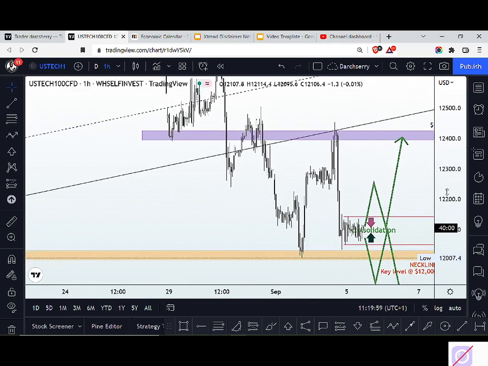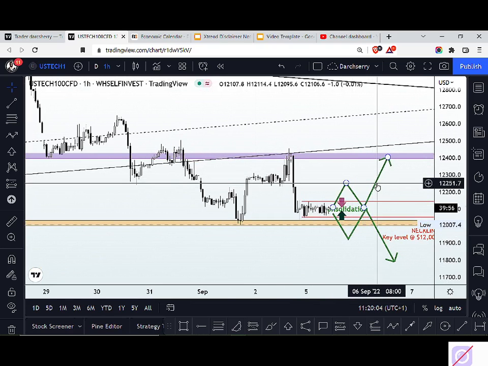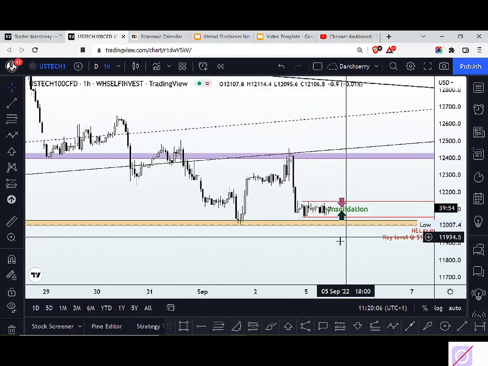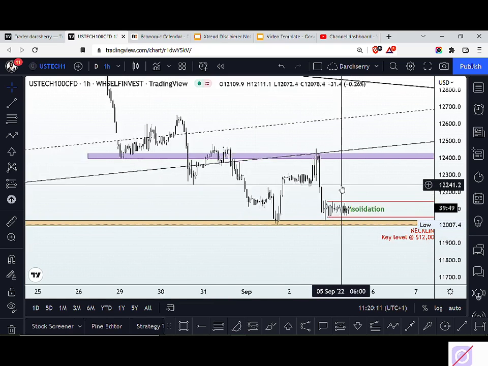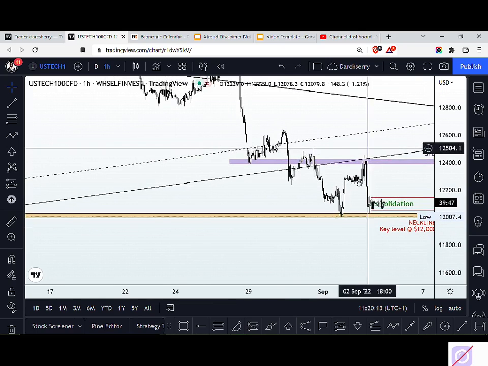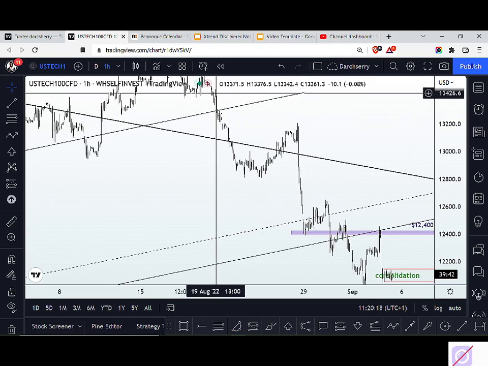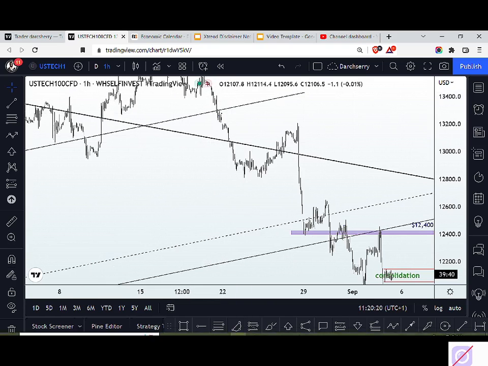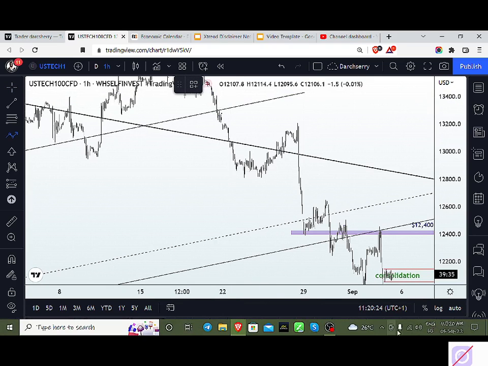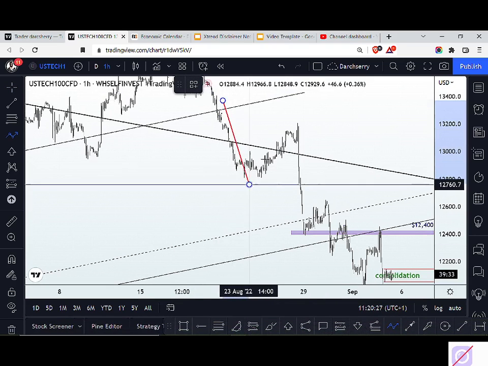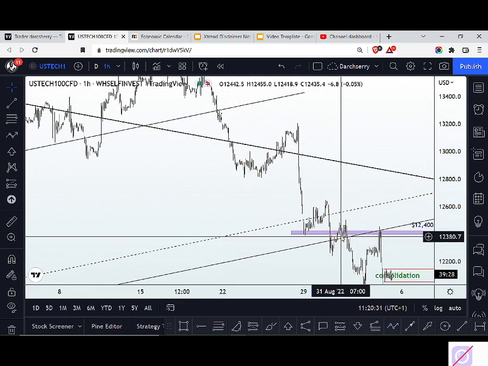Remember, we were able to take over 1,400 pips on the US Tech in the last couple of weeks. In the last 2 weeks, we took the ride from the 12,500 area. Is it 13,500? Yes. We started from somewhere around here and we took the move right down into where we are at this point in time.